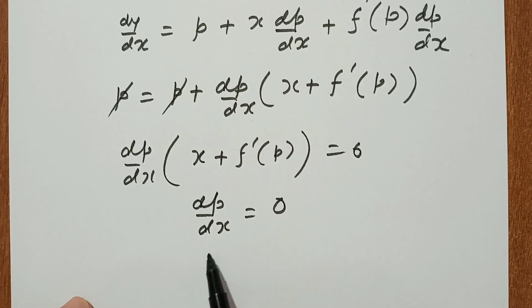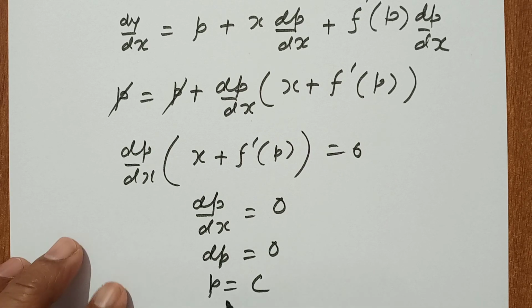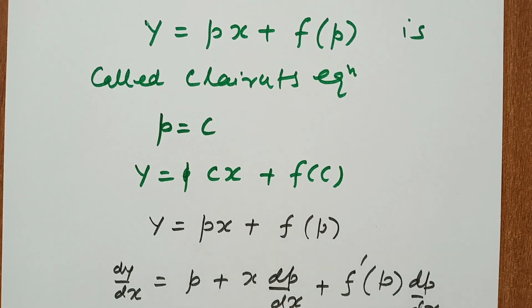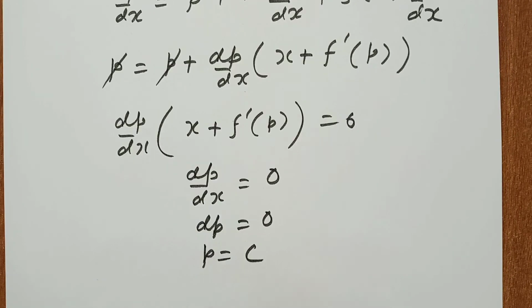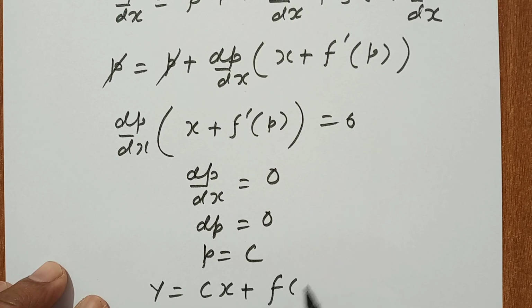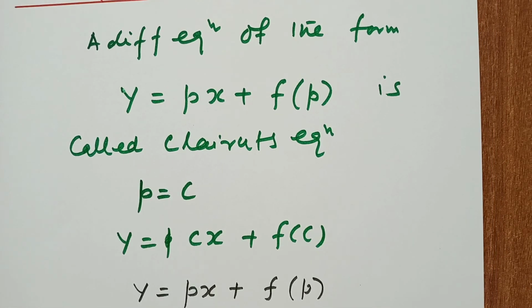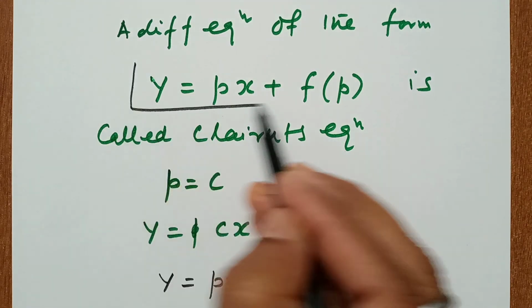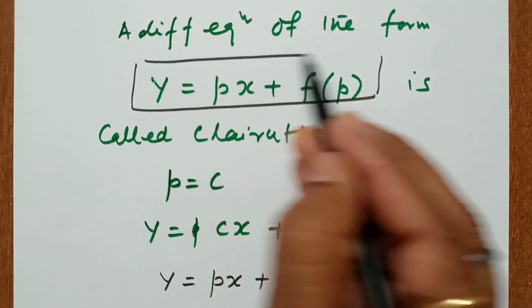So on integrating, p = c. By putting p = c in the given differential equation y = px + f(p), this is the solution. Means y = cx + f(c). So it is important to know what a Clairaut equation is: the equation of the form y = px + f(p) is called a Clairaut equation.